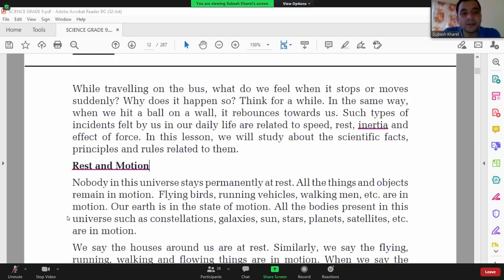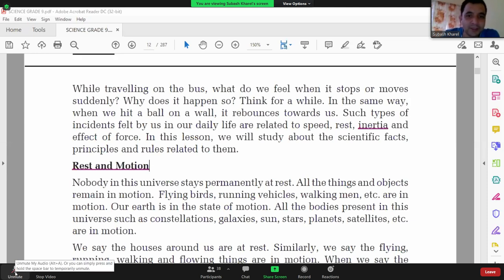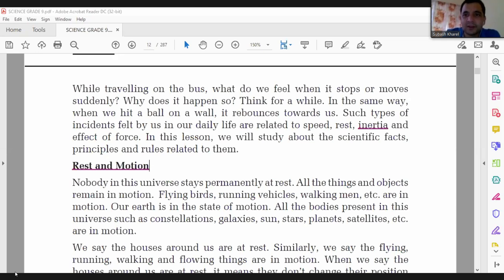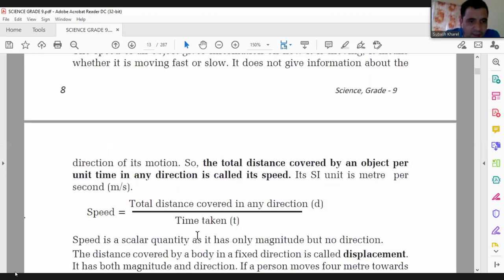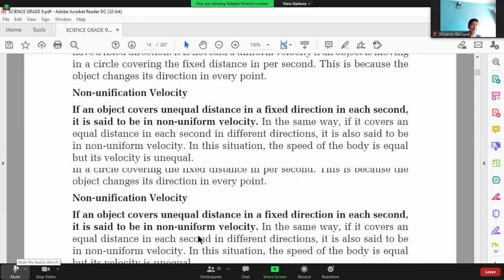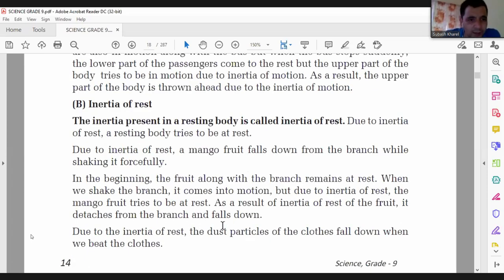So try to find out Newton's first law of motion in your book. Where is Newton's first law? Look in your book, and someone read it out for me, Newton's first law of motion. Srijana, can you read it? Did you find it or not? Now rest and motion, speed and velocity. Further down. Number 16. It is on 16. Where is Newton's first law?